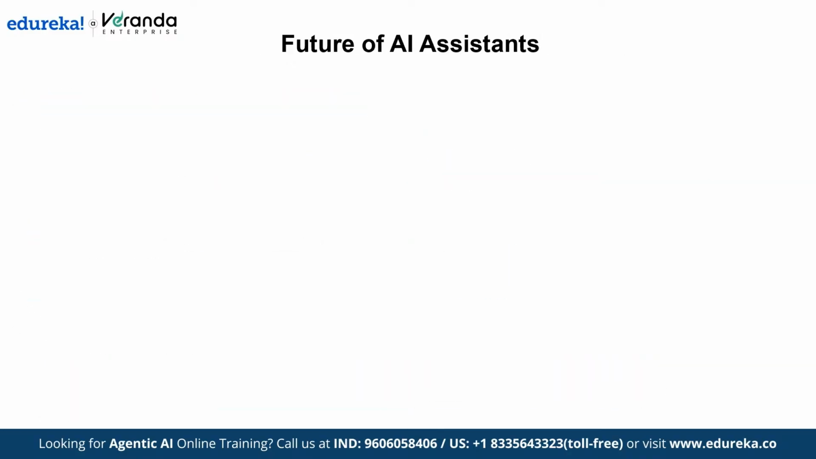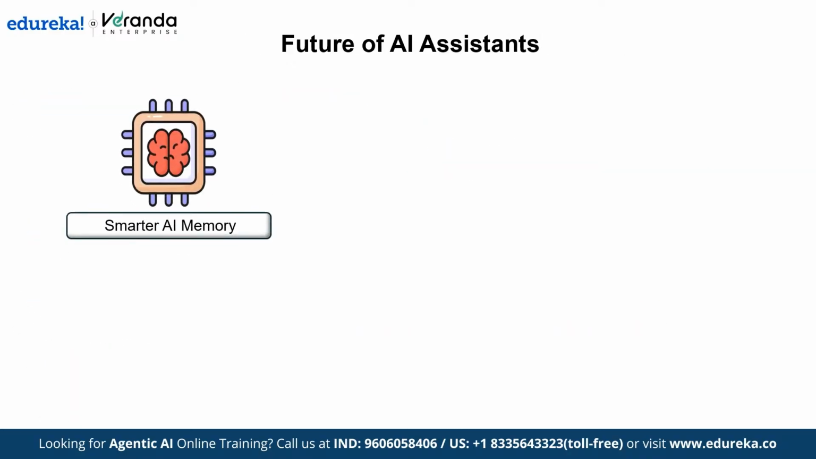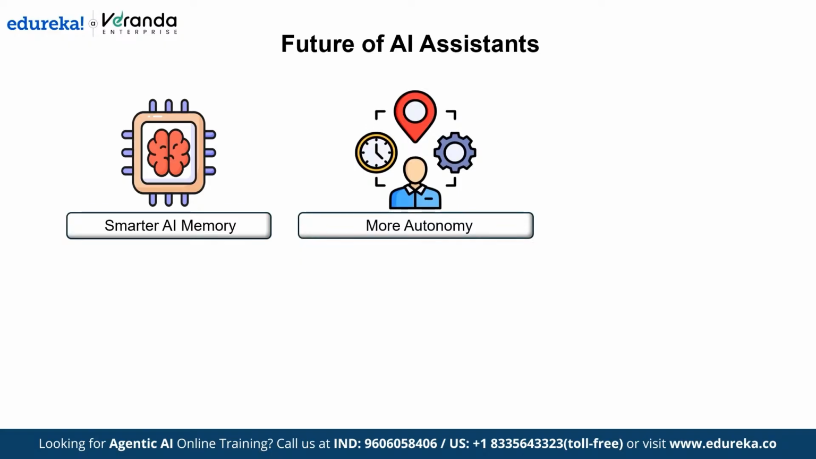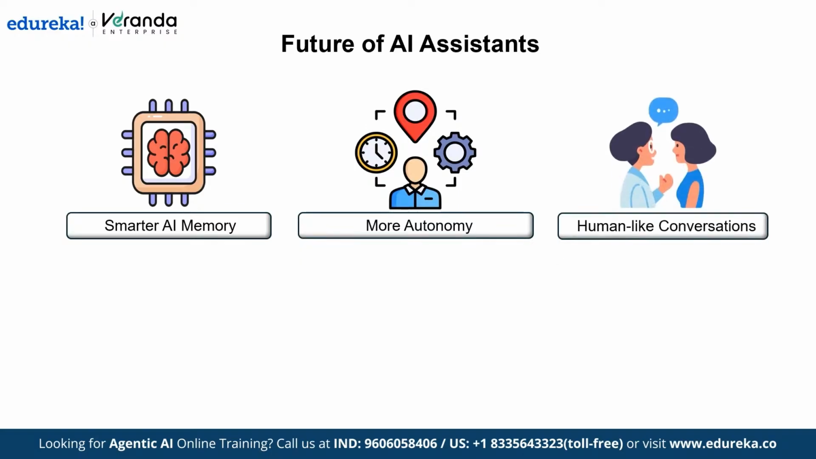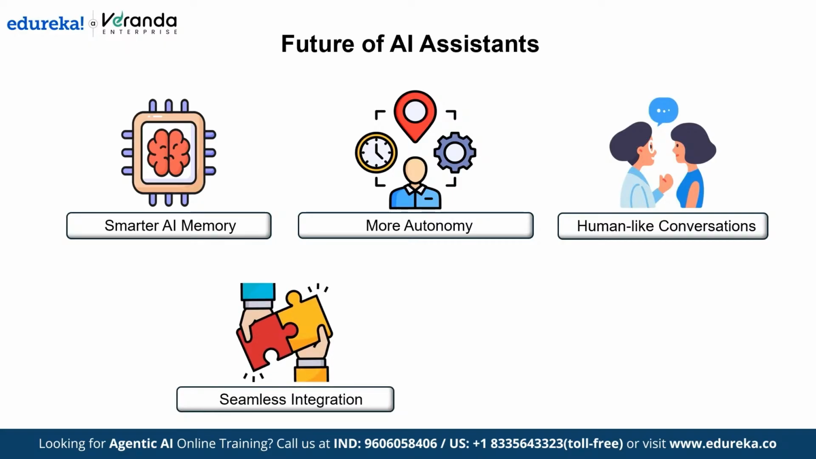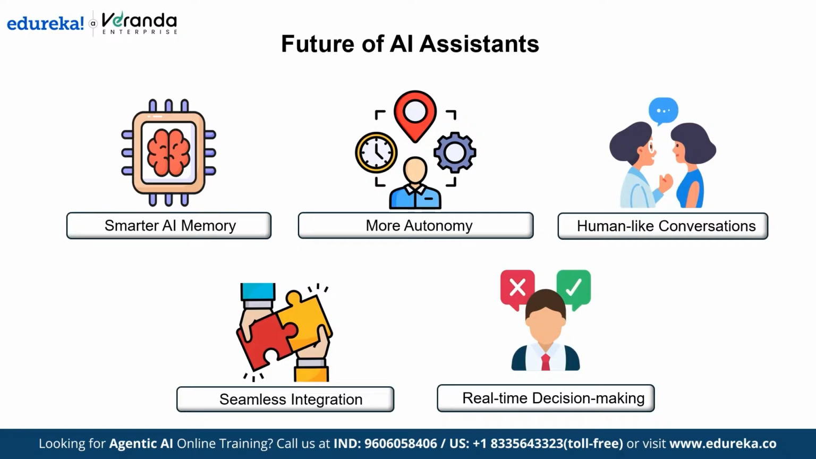So now let us see the future of AI assistants. Let's see what's next. Here we have smarter AI memory: assistants will remember and personalize even better. Next, more autonomy: AI will handle complex multi-step tasks independently. And then, more human-like conversations: AI will feel more natural and intuitive. Next, seamless integration: AI will connect effortlessly across devices and services. Next, real-time decision making: AI will anticipate needs and offer proactive help.